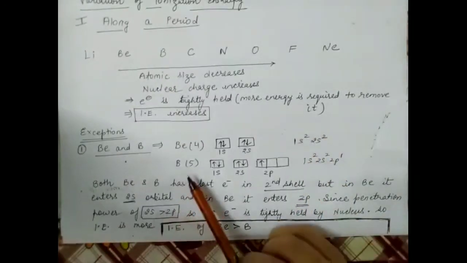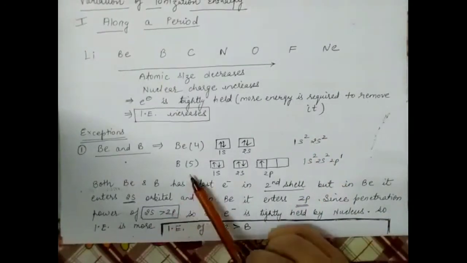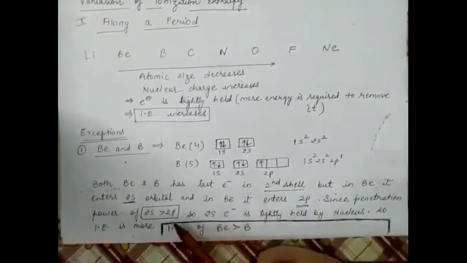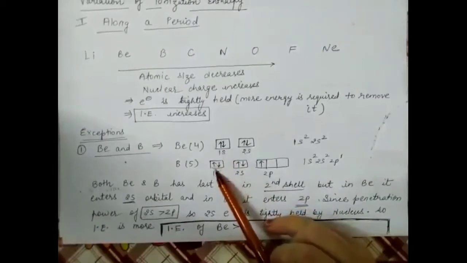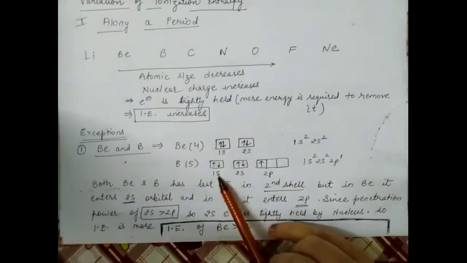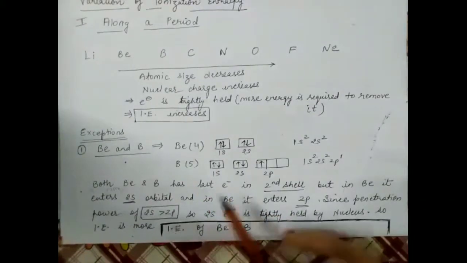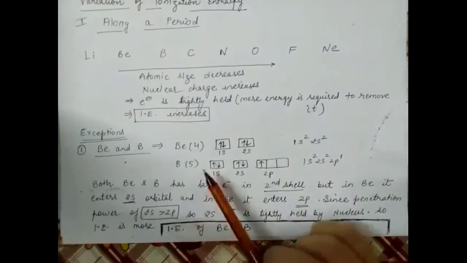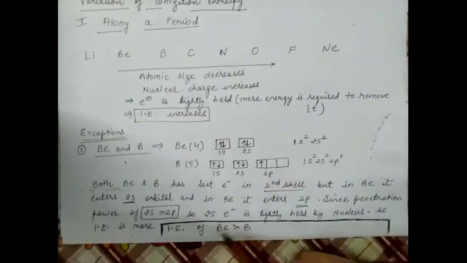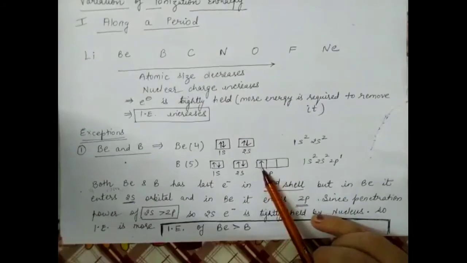Now in case of boron, the atomic number is 5. 5 means now I have to fill 5 electrons. So 1s orbital, 2 electrons occupy. These arrows represent the spin of electron. You know, electrons revolve around the nucleus, so it can be clockwise or anti-clockwise. So these arrows represent the spin of electron. So 1s orbital is having 2 electrons. Now 2s orbital is having 2 electrons, so 4 electrons are over now. 2p orbitals are 3 in number, so the 5th electron will enter the 2p orbital.